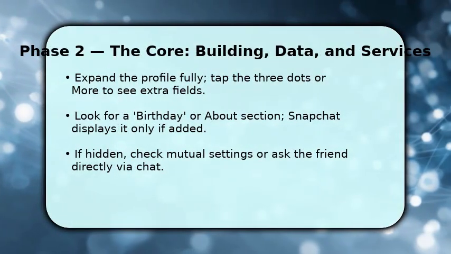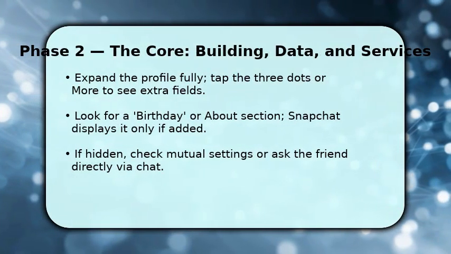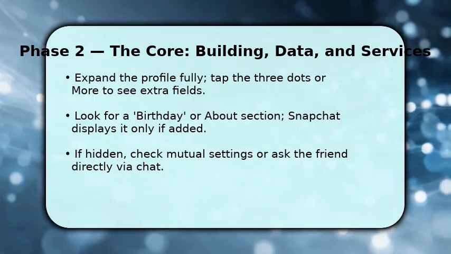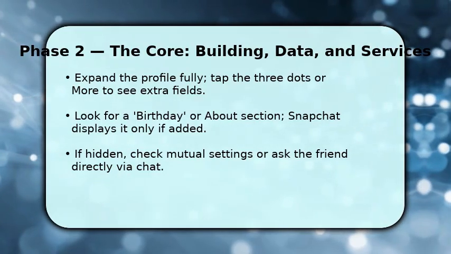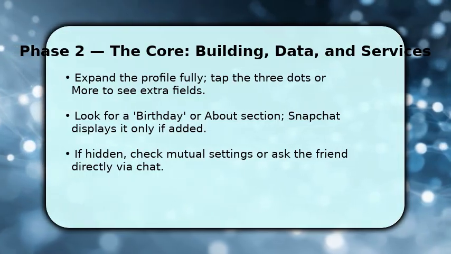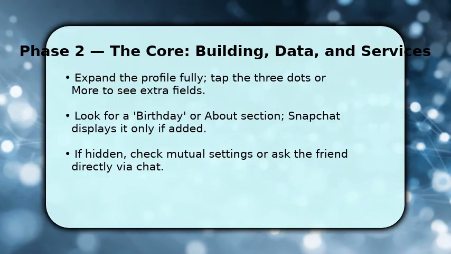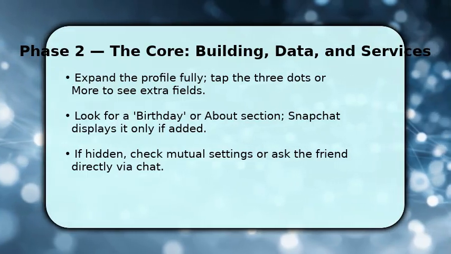Once done, expand their profile fully and tap the 3 dots or more to reveal extra fields. You want to inspect the About section because Snapchat only shows a birthday if the user entered it. This is why you may not find it every time. If it's present, note the date and exit.